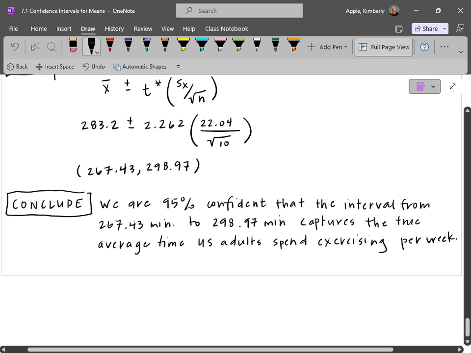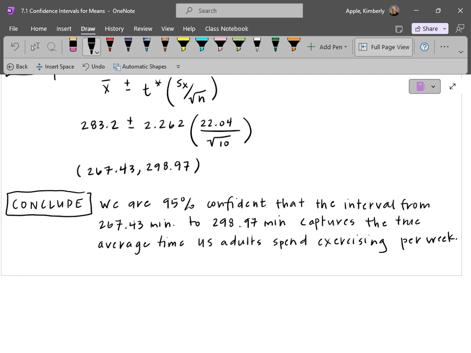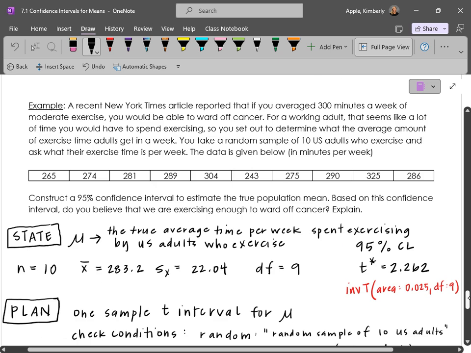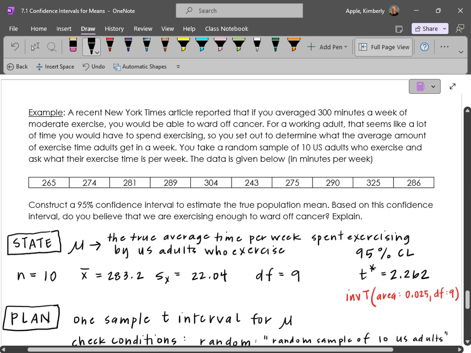So that is the construction of the interval, but then it asks us an additional question to evaluate a claim. If you go back up, it says, based on this confidence interval, do you believe that we are exercising enough to ward off cancer? So if you go back up here, that's this question right here. And what's the number that says we're warding it off? So the claim is that if you average 300 minutes a week of moderate exercise, you could ward off cancer.